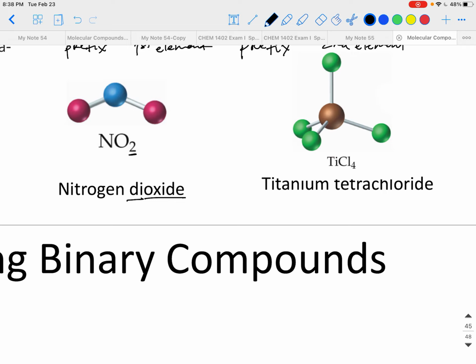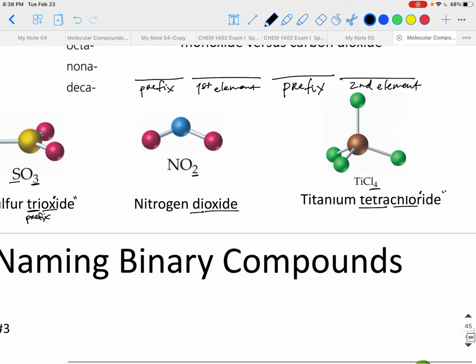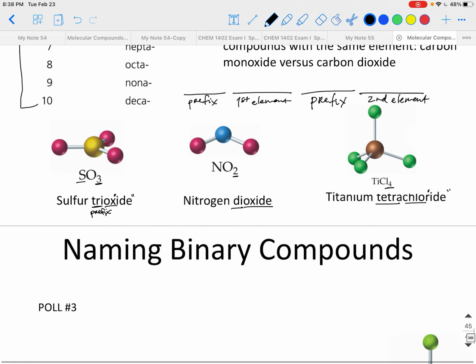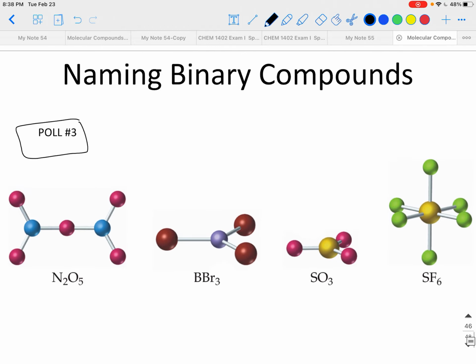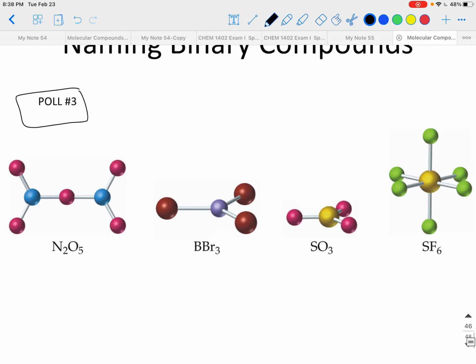TiCl4, we saw this earlier. This is titanium, and then 4, the prefix for 4 is tetra. So we're going to write the prefix first, and then tetrachlor, and again, change the name ending to IDE, tetrachloride, titanium tetrachloride.